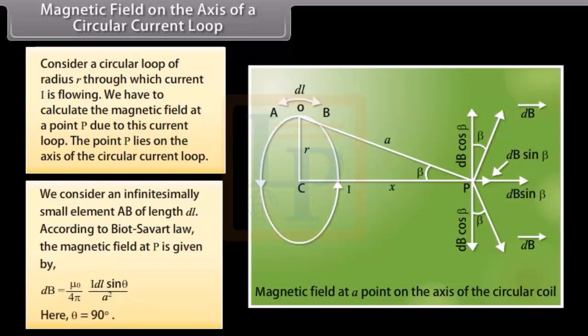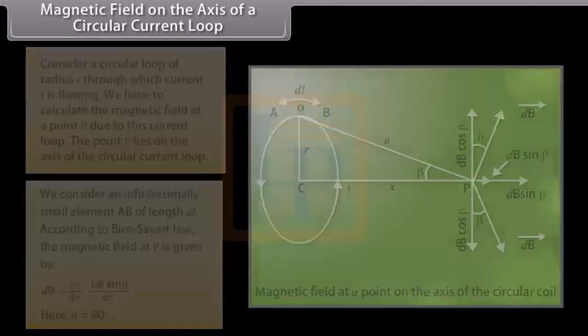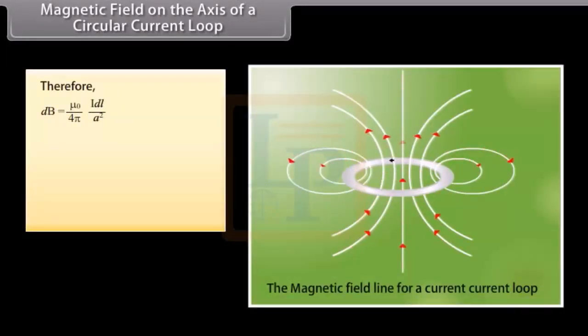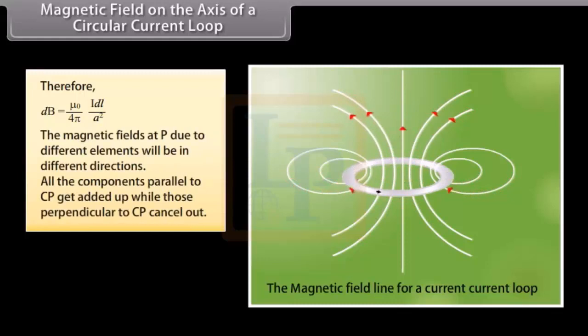Here, theta is equal to 90 degrees and sin theta is equal to 1. Therefore, the magnetic field at P is given by mu naught upon 4 pi multiplied by I dl divided by a square. The magnetic fields at P due to different elements will be in different directions. All the components parallel to CP get added up while those perpendicular to CP cancel out.